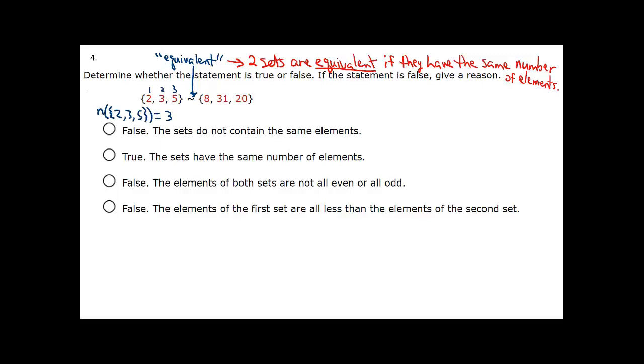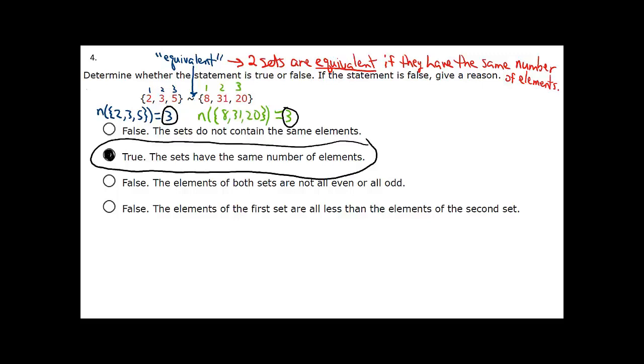If you count the set on the left, there are 3 elements. If you count the set on the right, there are 3 elements. So by definition, those two sets are equivalent. And they're equivalent because they have the same number of elements.